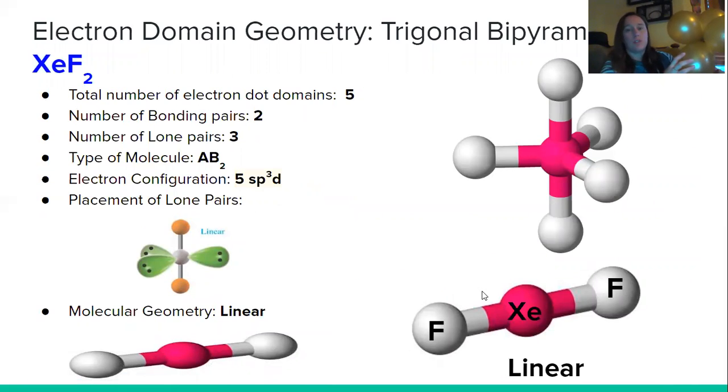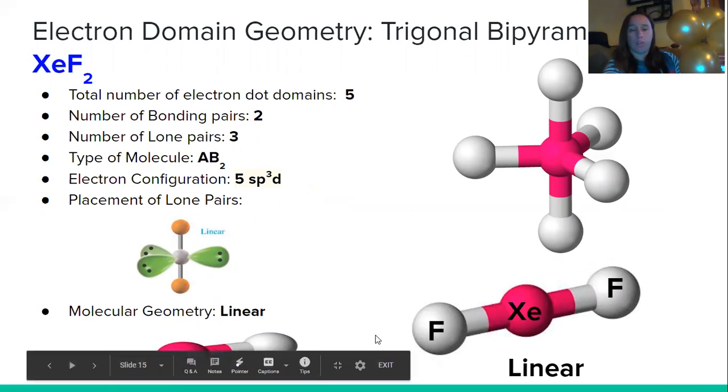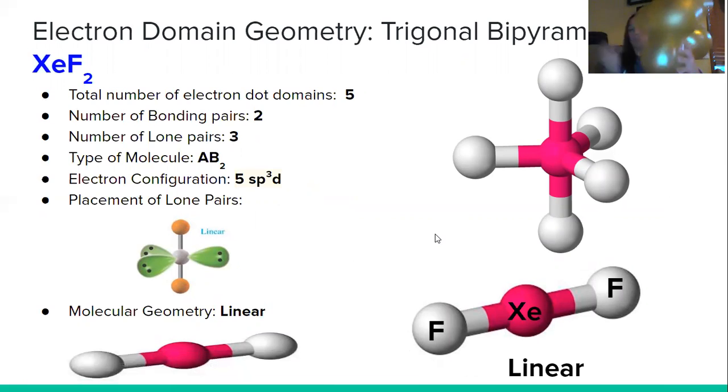The last one in trigonal bipyramidal is xenon difluoride, and its total number of electron domains is 5. We have 2 bonded pairs, 3 lone pairs. It's an AB2 molecule, 5sp3d. Our lone pairs are again attached to the xenon, and since there are 3, it's like these 3 don't exist, it would be a linear shape. Okay, so a linear molecular geometry.